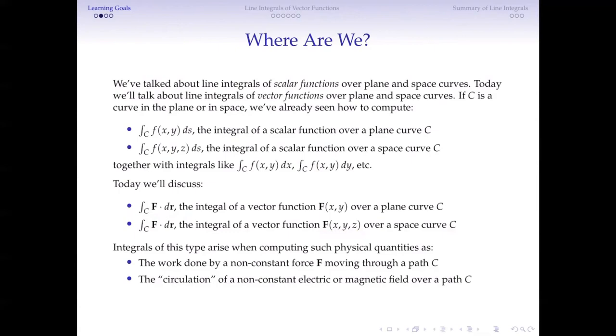Why are these integrals important? They arise in various contexts in physics and other kinds of applied science. The most basic one is that a line integral like this measures the work done by a non-constant force moving through a path C. And there are other quantities, one of which we'll see in the lecture, the circulation of a non-constant electric or magnetic field over a path in space. These ideas turn out to be important, for example, in the formulation of Maxwell's equations of electrodynamics, which are fundamental in the study of electromagnetic waves.